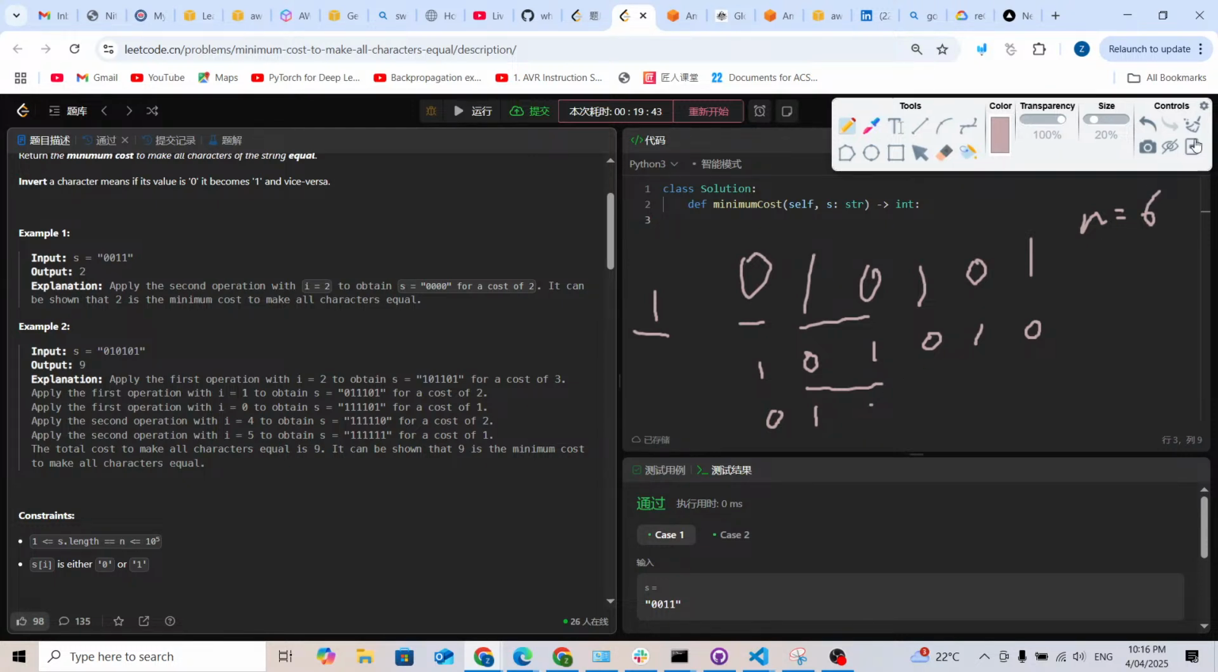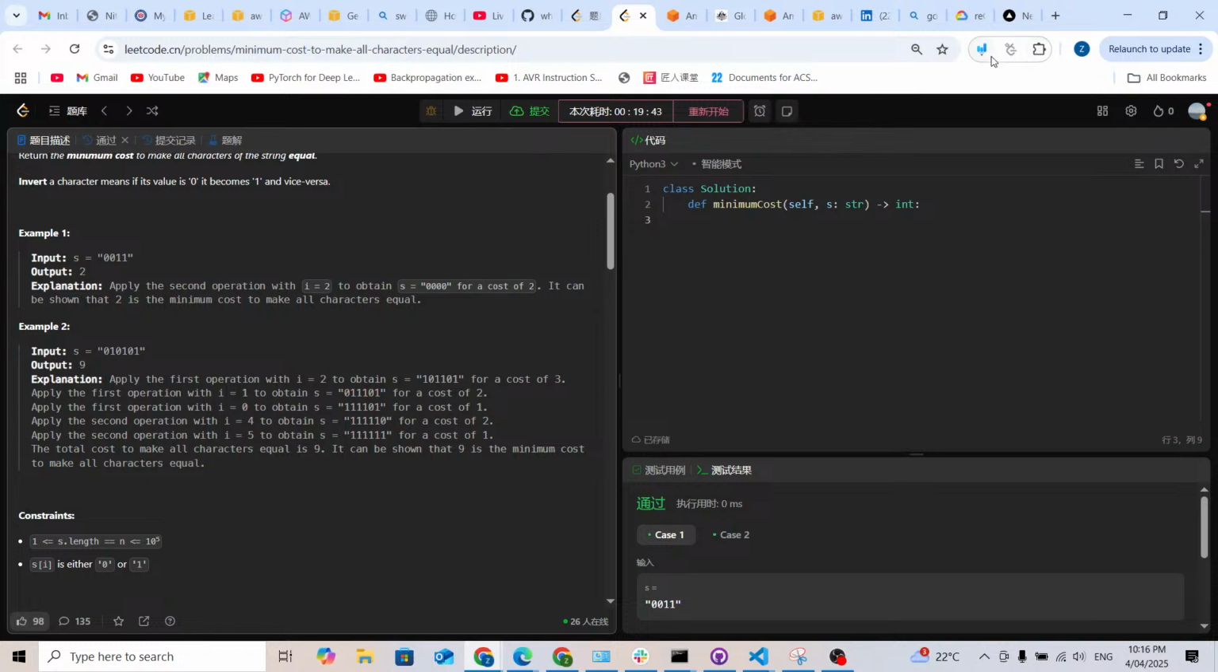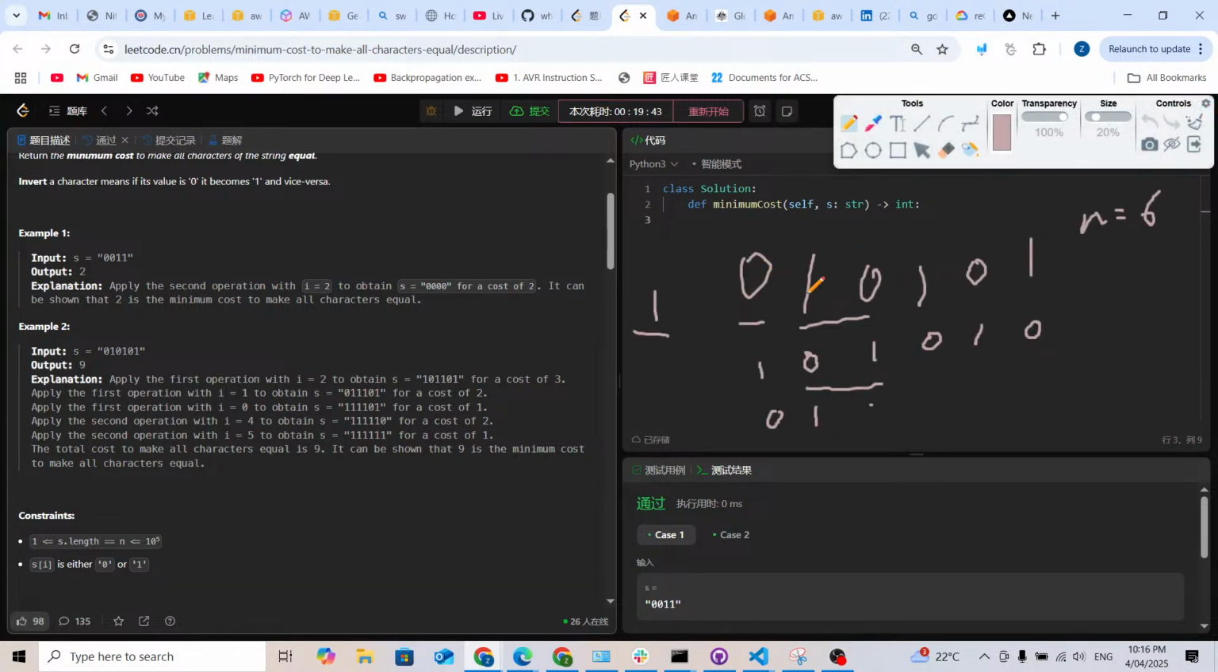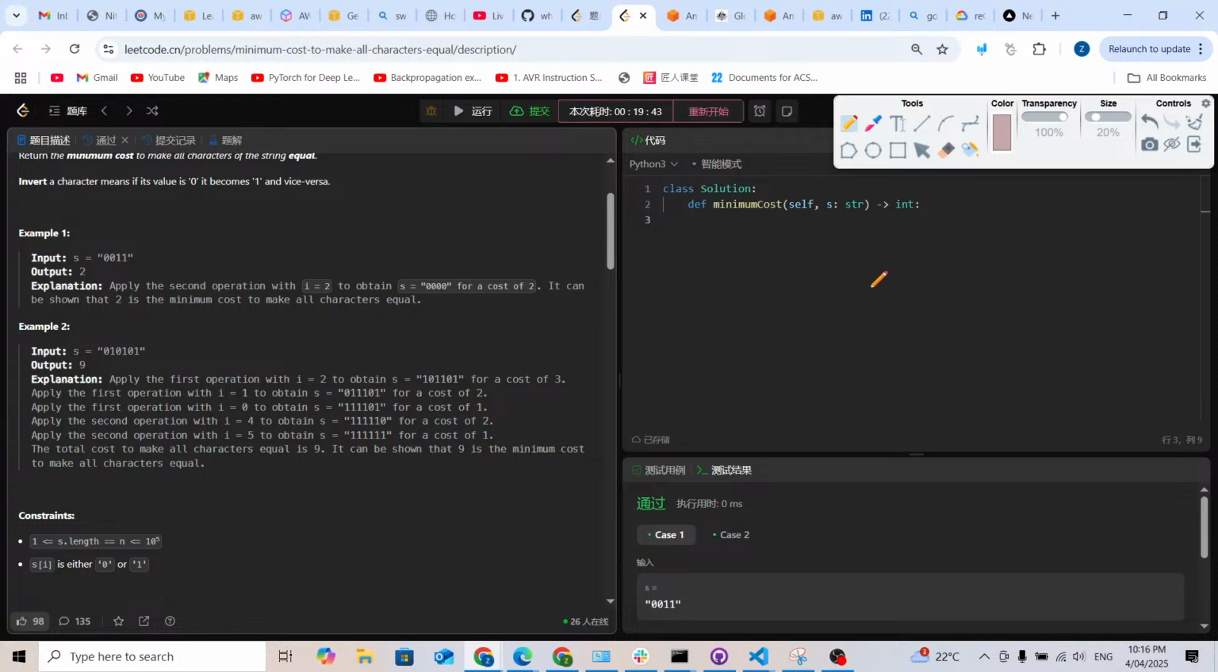Oh, I'm confused. Let me try to check why it didn't work. So I have 0, 1, 0, 1, and 0, 1.